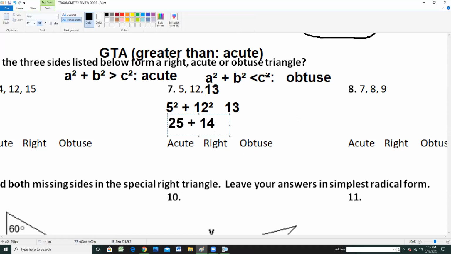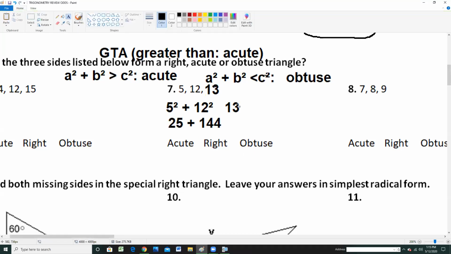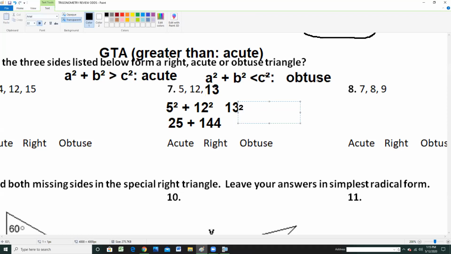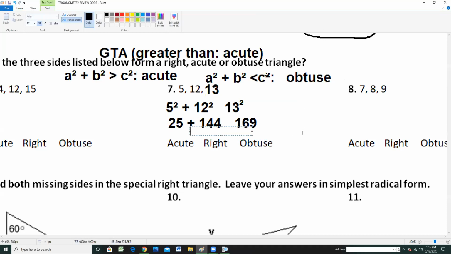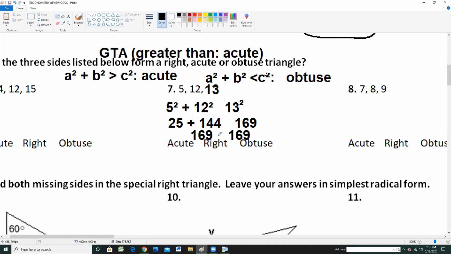In this case, if you were to test out 5 squared, 12 squared, and 13 squared, you get 25, 144, and 169. Is that going to be greater than, less than, or equal to? So you add the 25 and the 144, and you end up finding out that you get 169 on both sides, which means it was equal. And if it's equal to, then that means it's a right triangle.